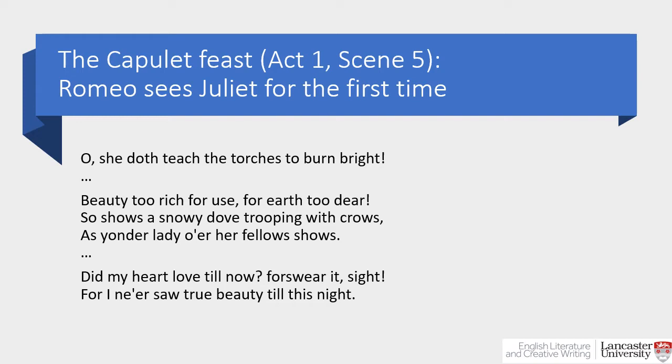Now Rosaline is there, so Juliet has managed to displace Rosaline from Romeo's attention and affection. And in fact, Romeo realizes that his looking at Rosaline had not generated real love. "Did my heart love till now? Forswear it, sight. My eyes have deceived me, for I ne'er saw true beauty till this night."